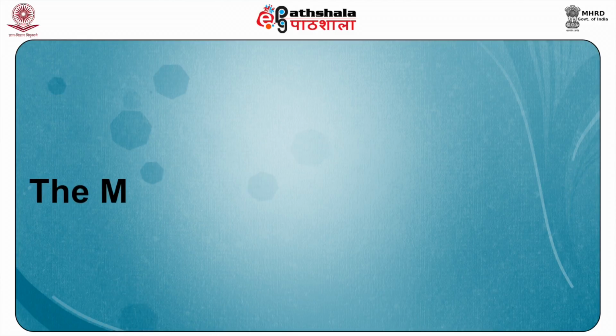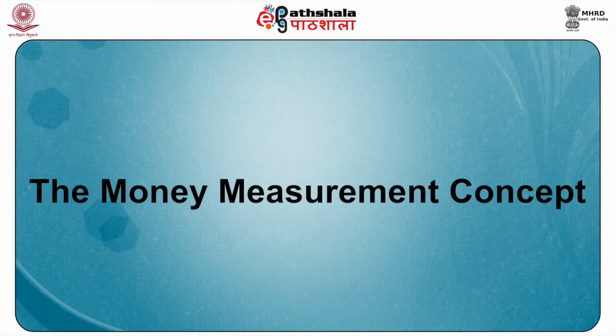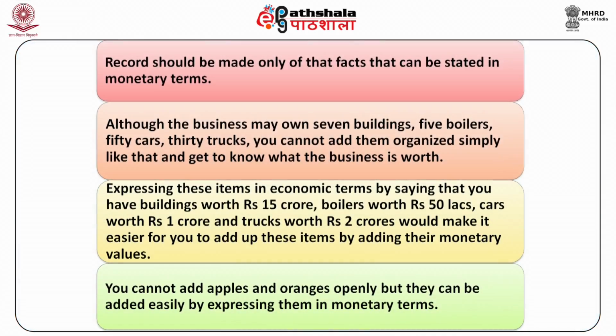After studying this module, you shall be able to know about the different accounting concepts, and know about the objectivity principle. Let us understand the money measurement concept. Records should be made only of those facts that can be stated in monetary terms. Although the business may own 7 buildings, 5 boilers, 50 cars, 30 trucks, you cannot add them up simply like that and get to know what the business is worth.